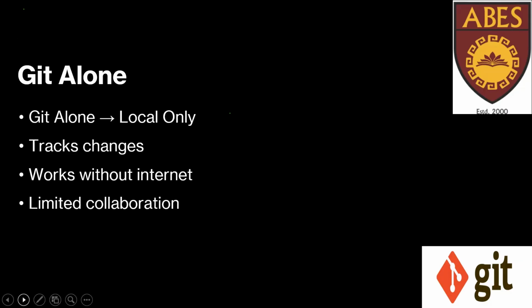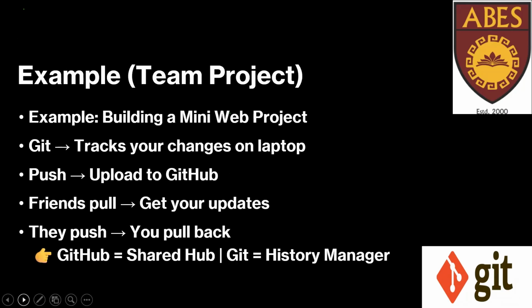And if you're using GitHub alone, it's just a website. You can't track versions without Git. Git is what? Git is a tool for version control system. So together, with Git and GitHub, you get version control as well as cloud hosting and collaboration. For example, imagine you and your friends are building a mini web project.